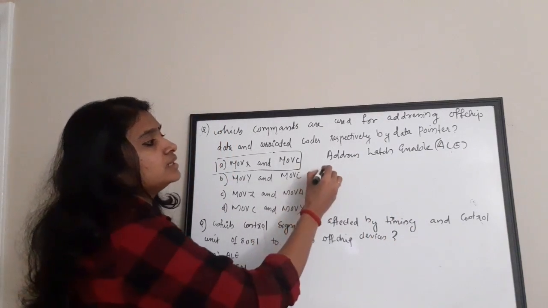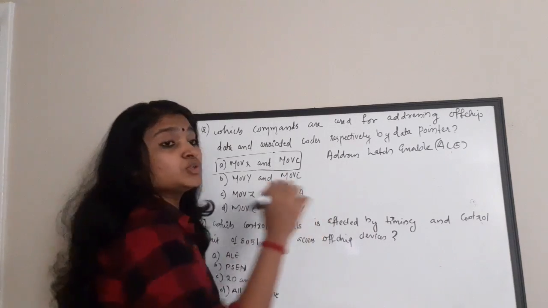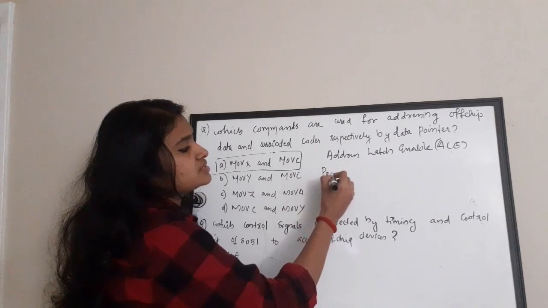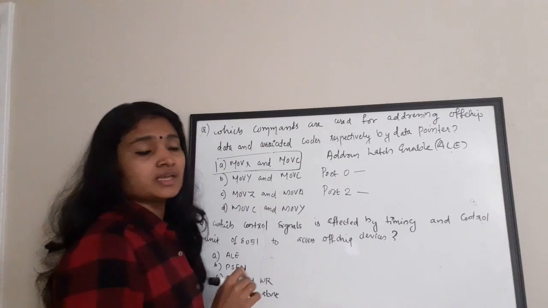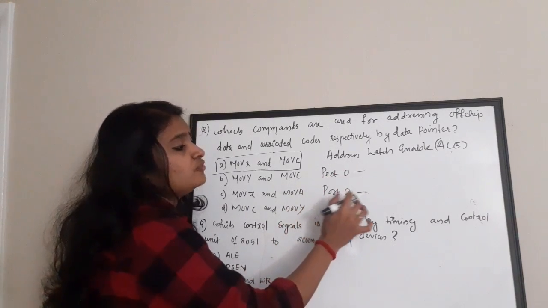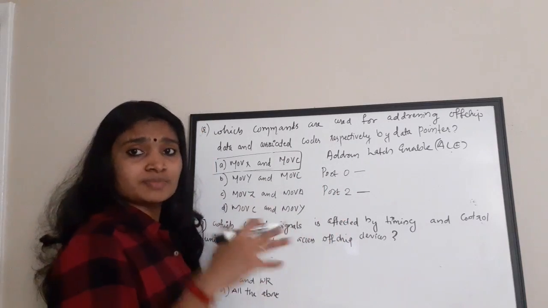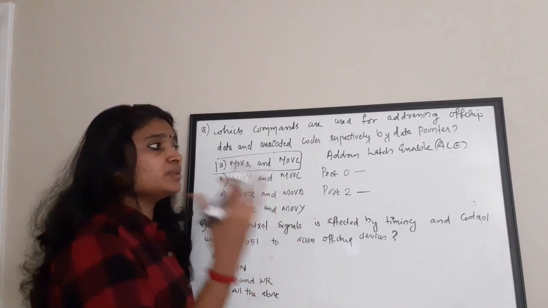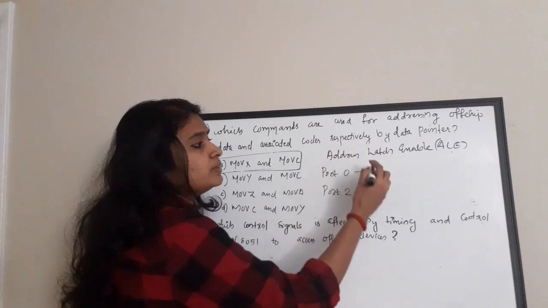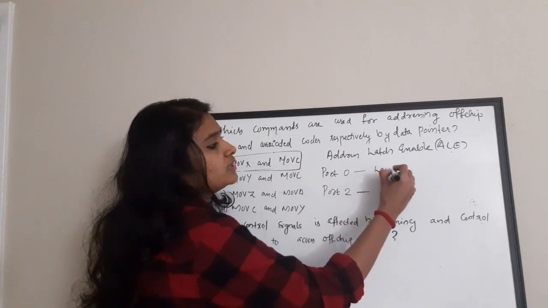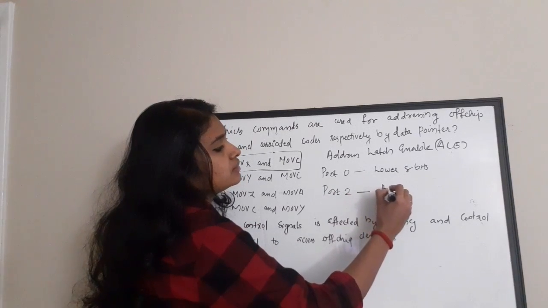We know that the address of this external memory can be represented using two ports, which are port 0 and port 2. So port 0 and port 2 will be carrying the address of the external memory, a maximum of 64 kilobytes we can connect, and if you want to access some memory locations out of it, the address will be carried by port 0 and port 2. Now port 0 will be carrying the lower 8 bits and port 2 will be carrying the higher 8 bits.